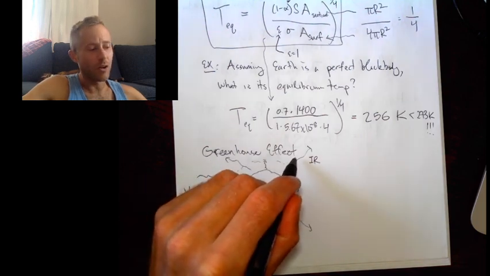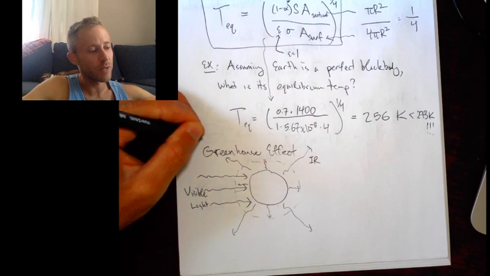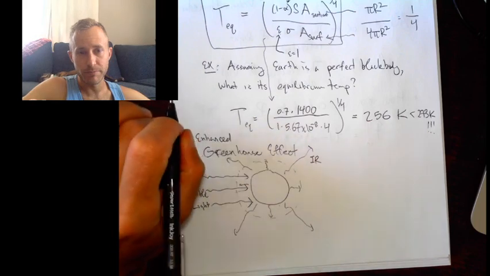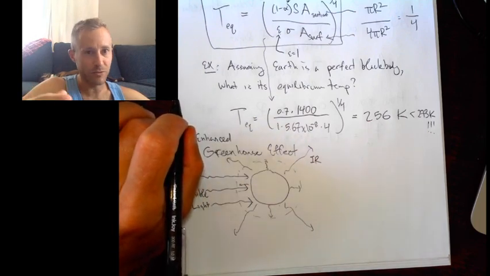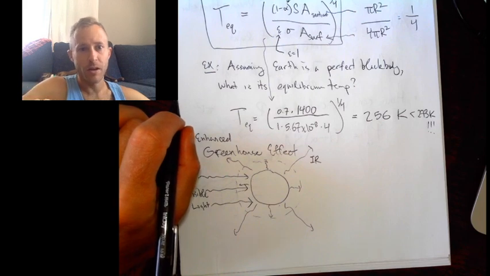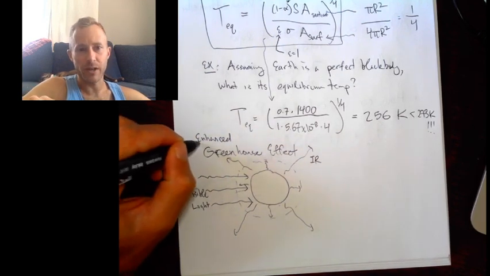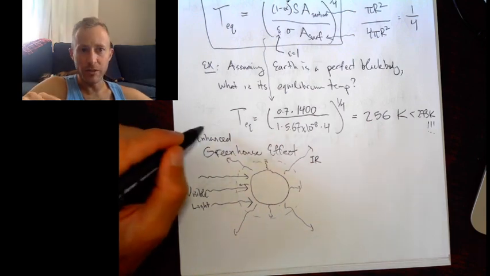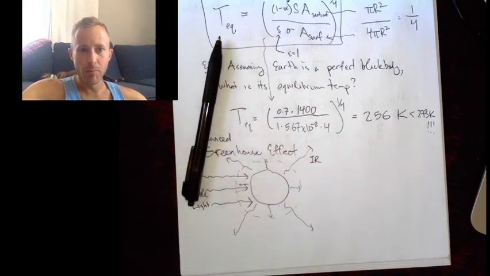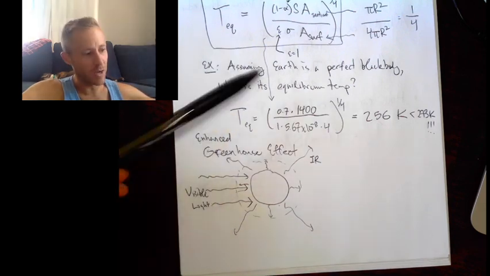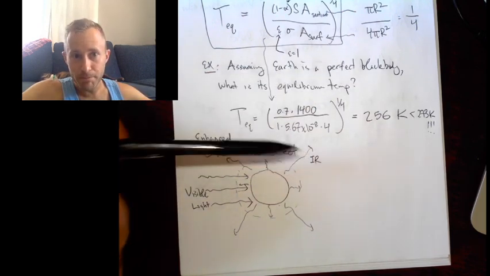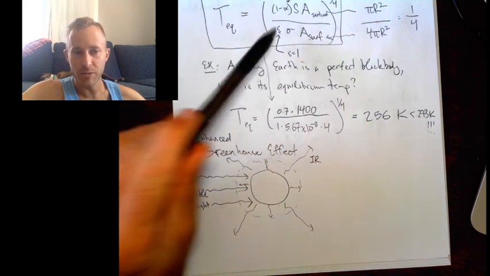Now, there's a thing called the enhanced greenhouse effect. So having a greenhouse effect is good, because otherwise life wouldn't exist. We would all be icicles. The enhanced greenhouse effect is basically we're emitting more greenhouse gases into the atmosphere, which is making the atmospheric blanket more effective at blocking infrared, which results in an even lower emissivity, which raises the temperature.